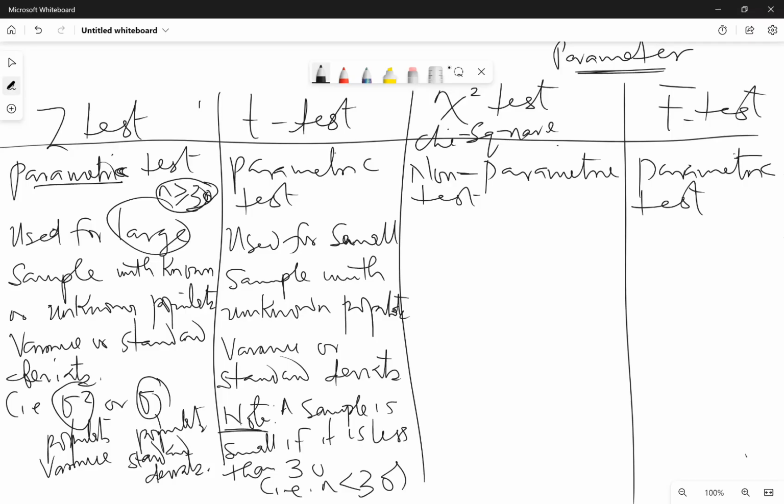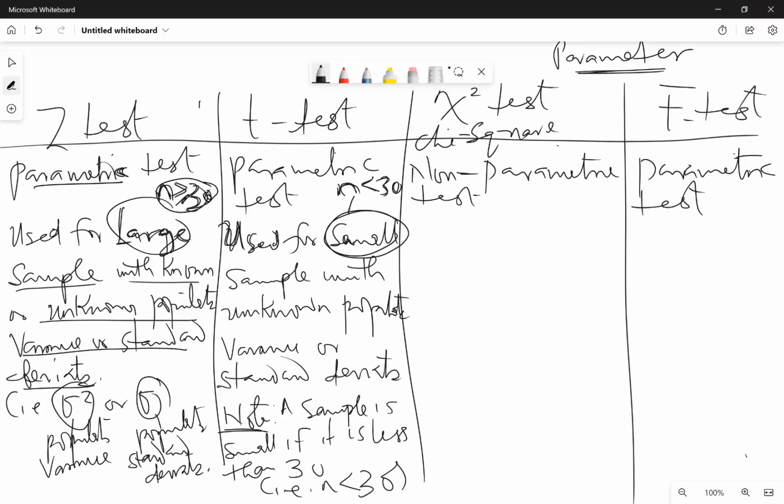So I said Z-test is used for large sample with known or unknown population variance or standard deviation. And I said a sample is said to be large. Please note this point too. Is large if the sample size is 30 or more. I said the t-test is used for small sample. And the sample is said to be small if your n is less than 30. That is a small sample.